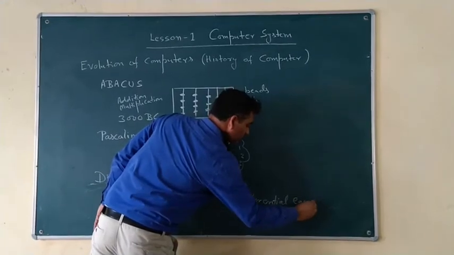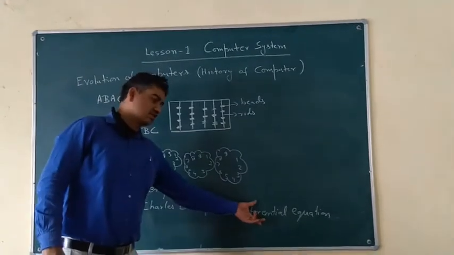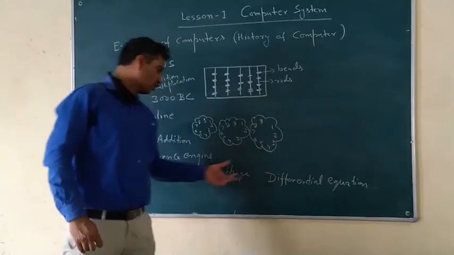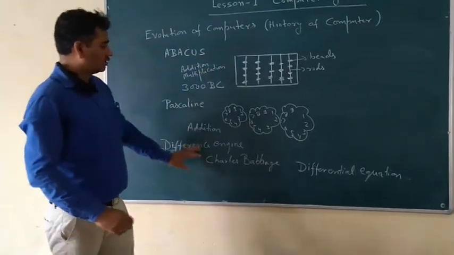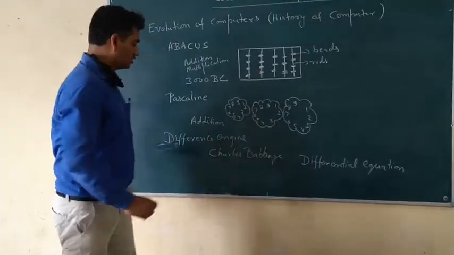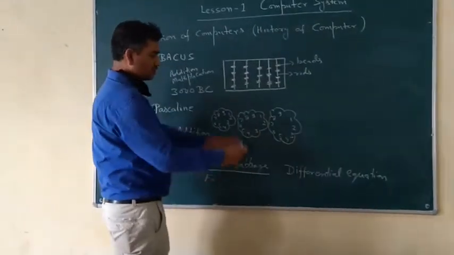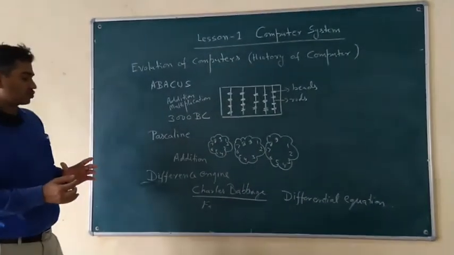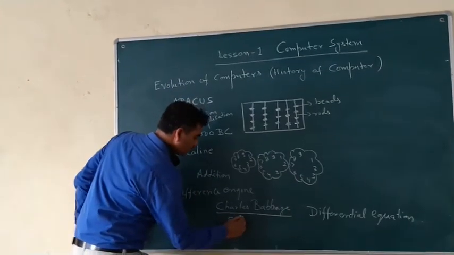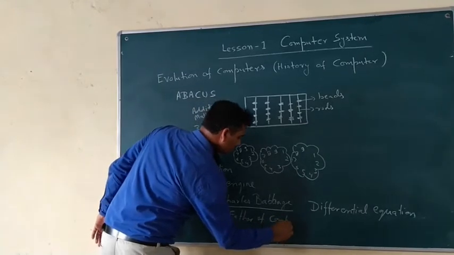A differential equation is a problem in mathematics, and this mathematical equation was solved by the difference engine that was made by Charles Babbage. And Charles Babbage is also known as father of the computer system because this machine has some programming concept also. So he is the father of computer system. He is known as father of computer.